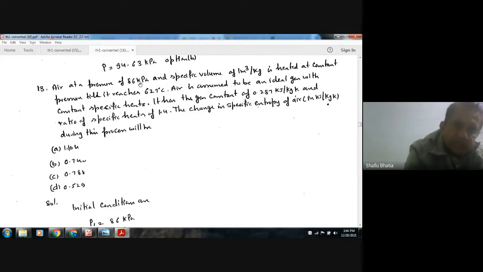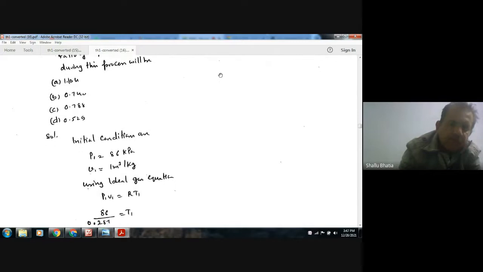The pressure of air is 86 kPa and specific volume is this. It is heated at constant pressure till it reaches 627 degrees. Air is assumed to be an ideal gas. Initial pressure is this, final temperature is this, specific volume is this, and gas constant R is this. Now you have to calculate the change in specific entropy of the air. So the initial condition is 86. Now from the pressure and volume you can calculate the temperature also. Now we have P and v, and we can calculate the temperature.